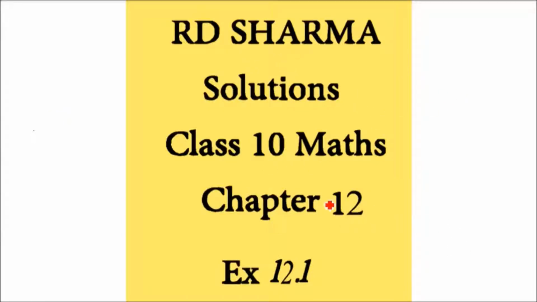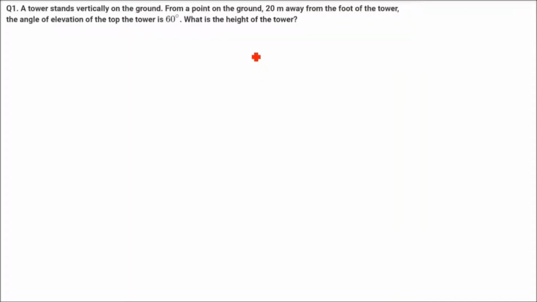We are taking RD Sharma solution, class 10 maths, chapter number 12, exercise 12.1. This is applications of trigonometry, and the name can be height and distances also in different editions of the book.